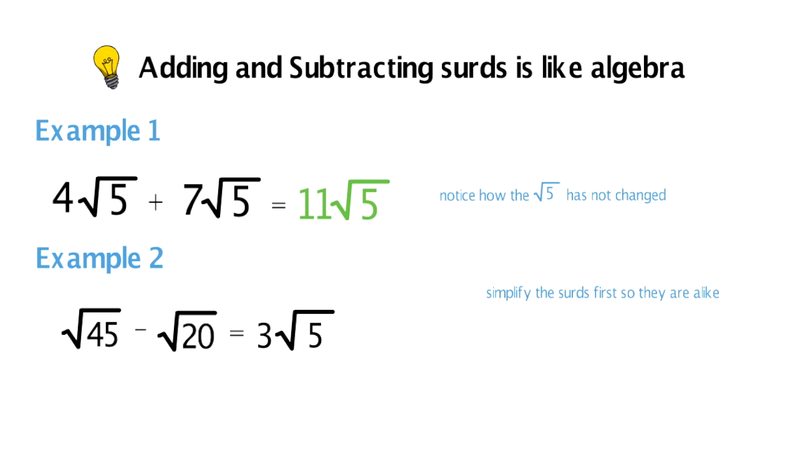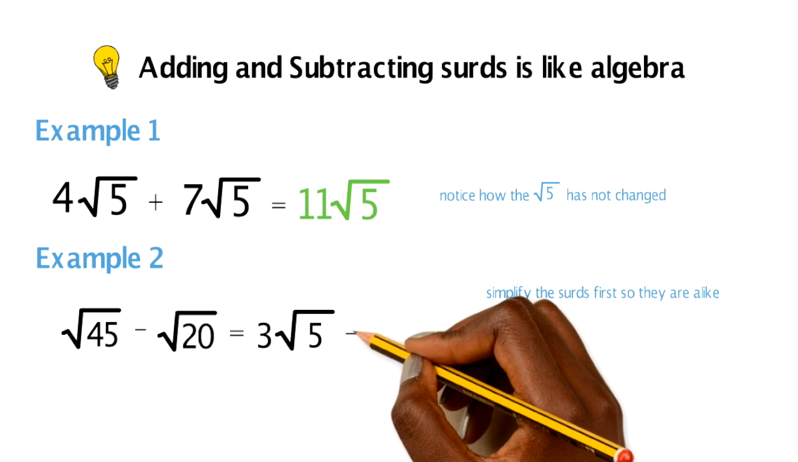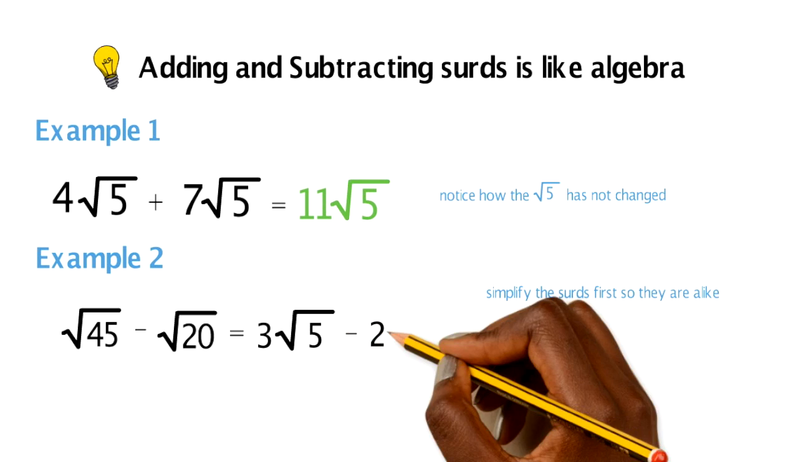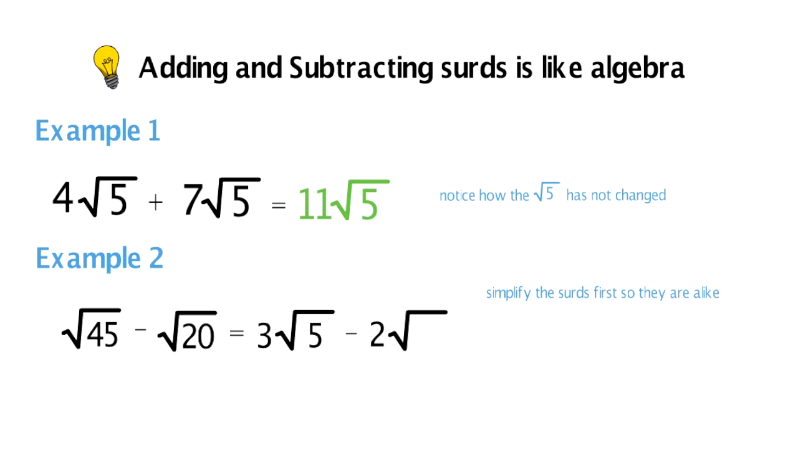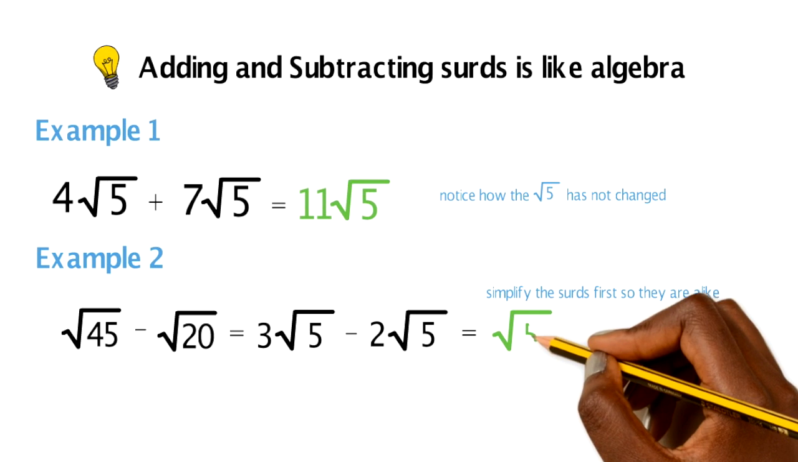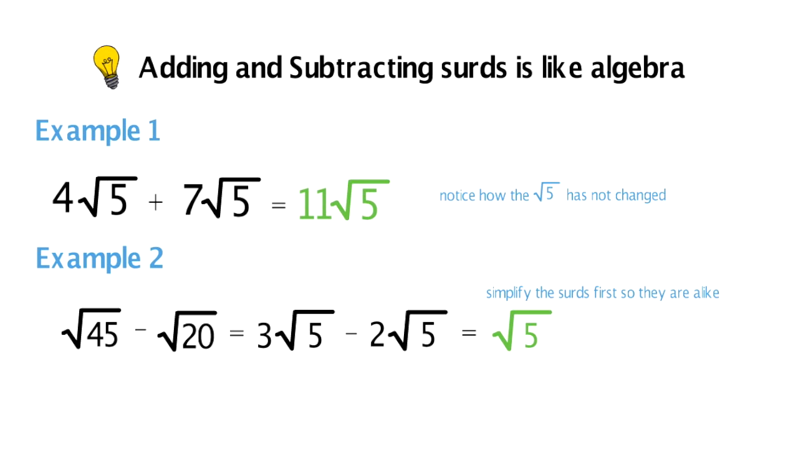3 root 5 minus 2 root 5, which would leave you with an answer of root 5. So those are our examples of adding and subtracting surds. So now on to practice questions.